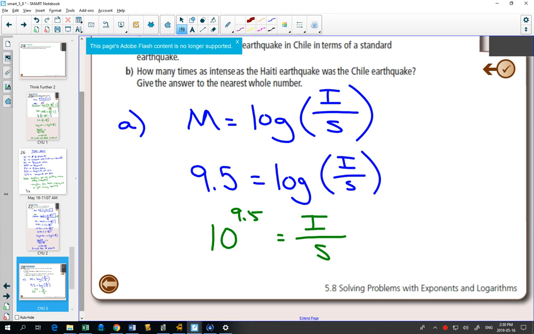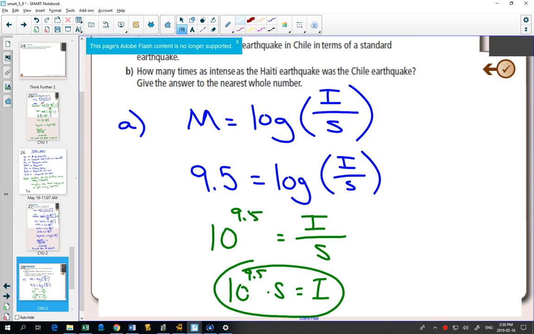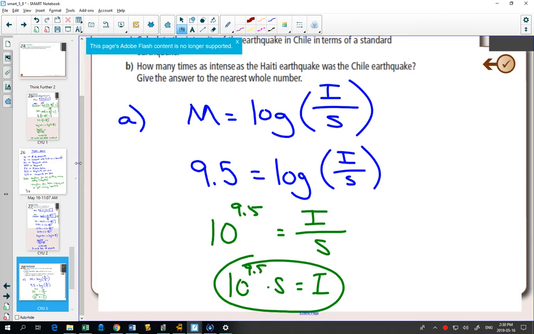Now, if you wanted to get I all by itself, you could multiply both sides by S. 10 to the exponent of 9.5 times S is equal to I. And if we look at what the question was asking, calculate the intensity. So we have intensity equals. In terms of a standard earthquake, do we have the standard earthquake in there? Yes. In other words, the intensity was 10 to the 9.5, which is a huge number, more intense.